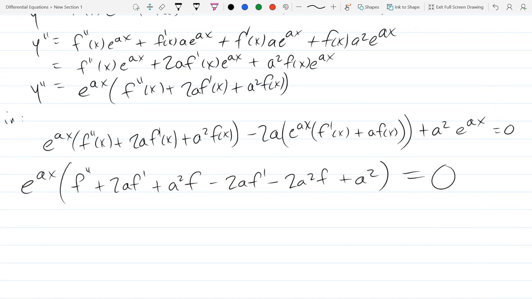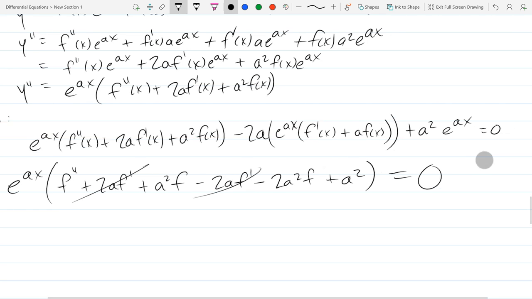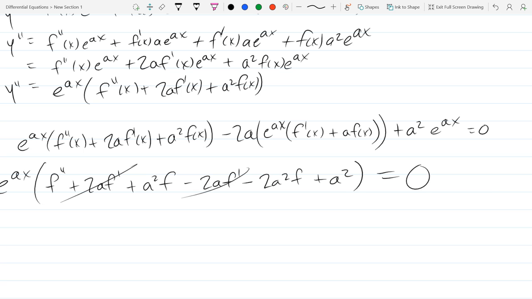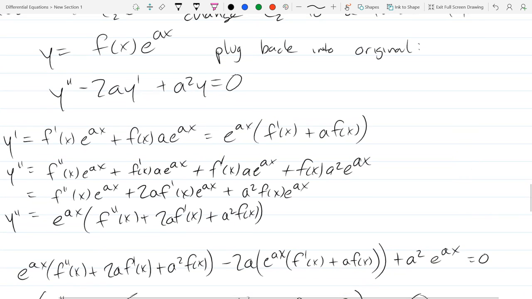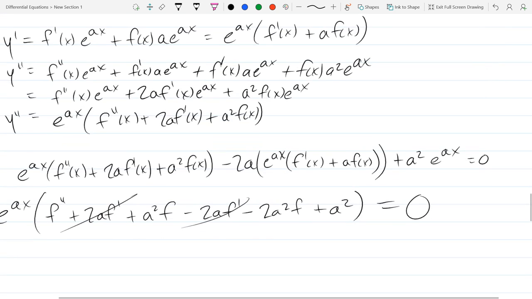Oh, we should simplify stuff. Cancel, cancel. Ooh, are we missing an... No? We're missing... Yeah, so I think the error happened up here. I never included my f of x e to the ax for my regular y in there.